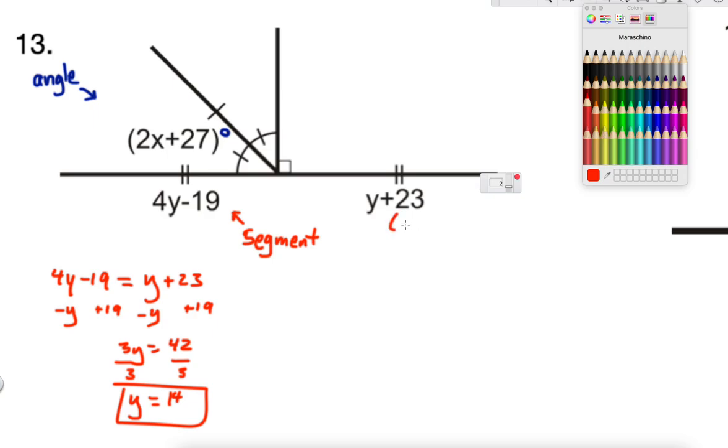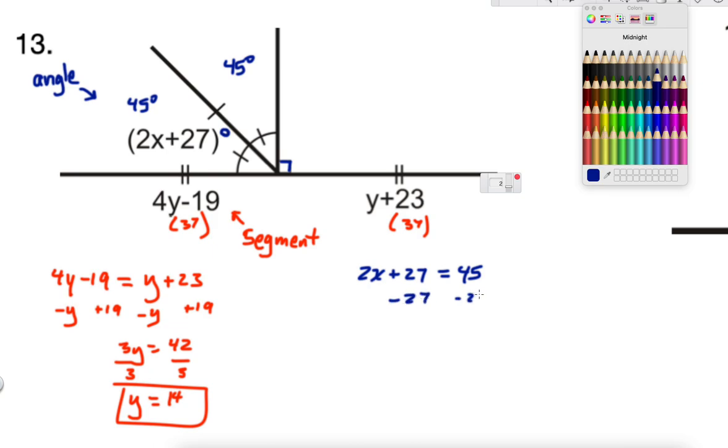Okay, so we have this. I'll put in parentheses, that's 37, and this is 37. And now we've got to solve for x here and write an equation. So we know that this is 90, and these two are being bisected by this segment. So these have to be both 45. So the easiest equation to write here is just 2x plus 27 equals 45.